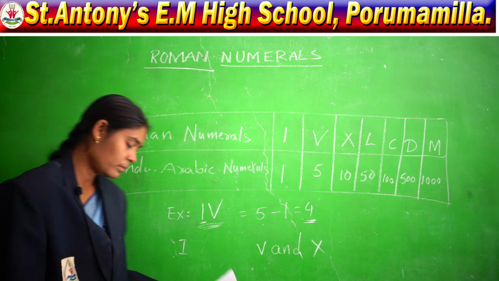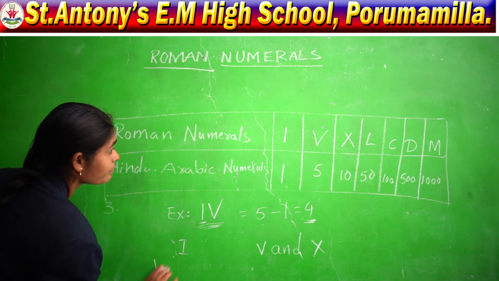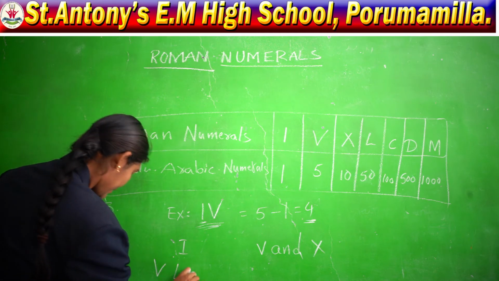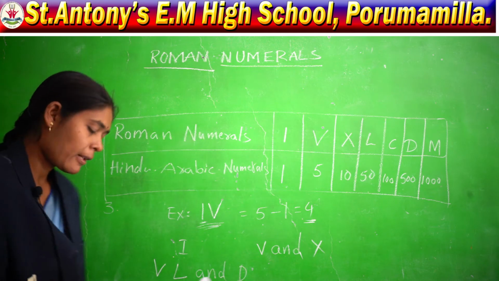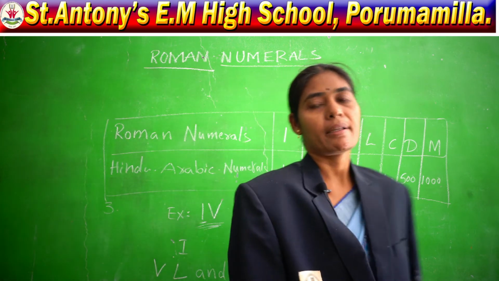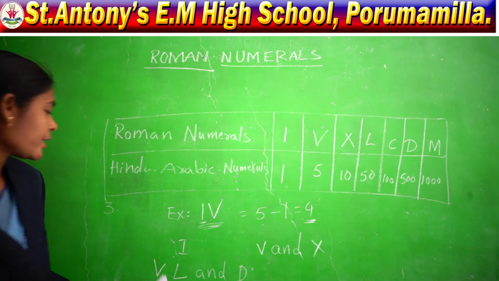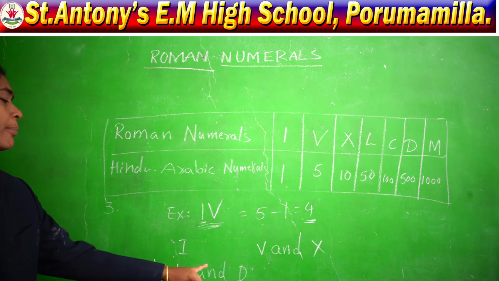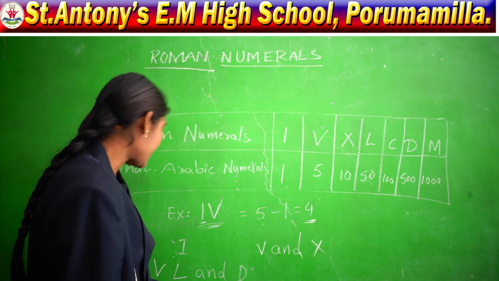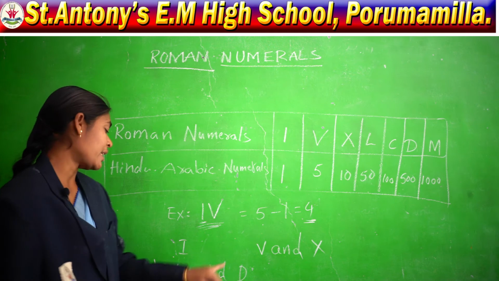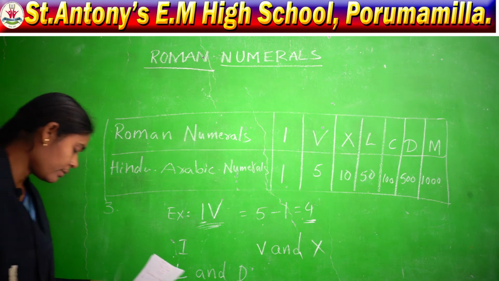Next point: 5, L and D are never subtracted. 5, L and D are never subtracted. We can't subtract these numbers from any other number, even the bigger value. These Roman numerals we can't subtract. Directly we have to write them like this, that's all.